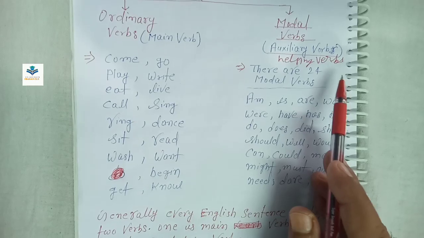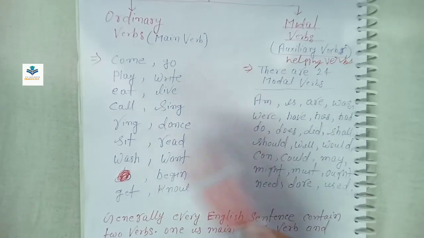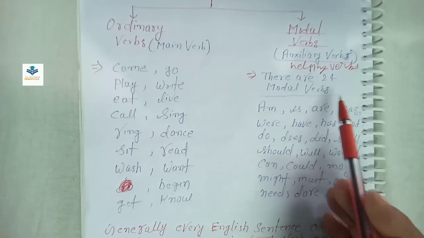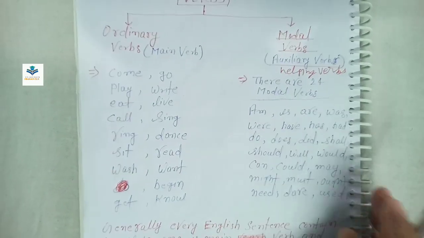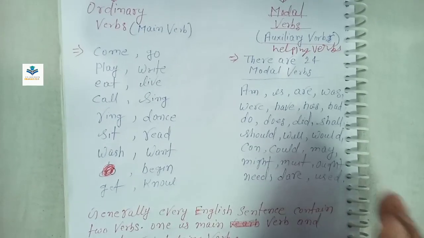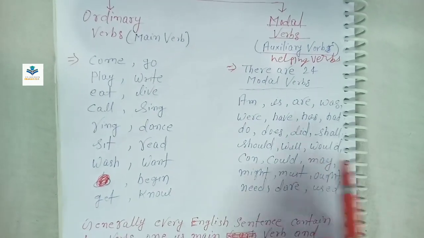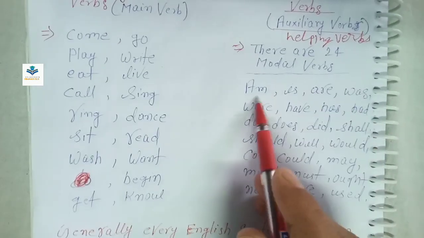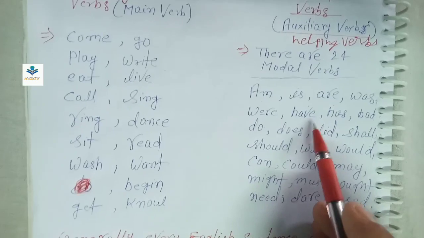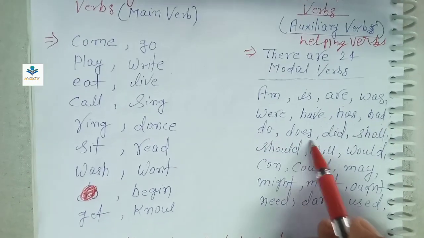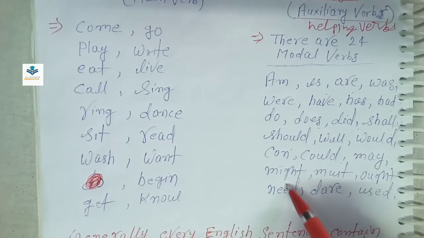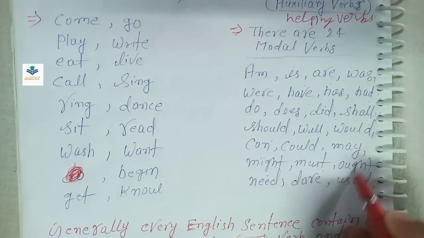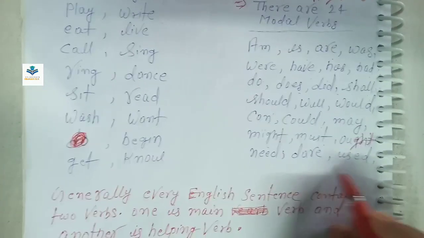And the auxiliary verbs or modal verbs help main verbs in a sentence. There are only 24 modal verbs. There are so many main verbs, but modal verbs or auxiliary verbs or helping verbs are fixed. They are only 24. So you will learn all these 24 auxiliary verbs along with the main verbs, like am, is, are, was, were, have, has, had, do, does, did, shall, should, will, would, can, could, may, might, must, ought, O-U-G-H-T, need, dare, and used.